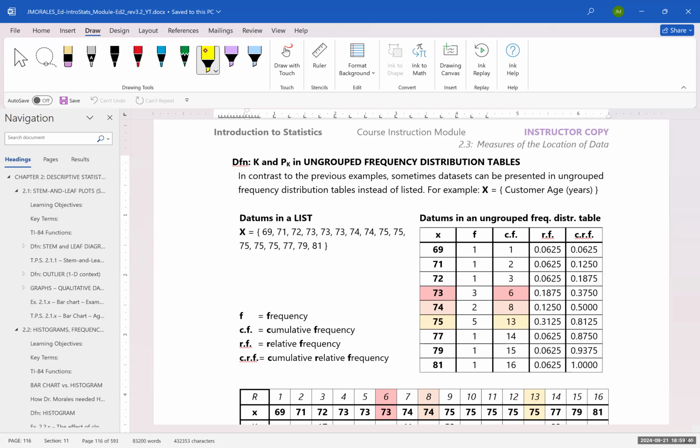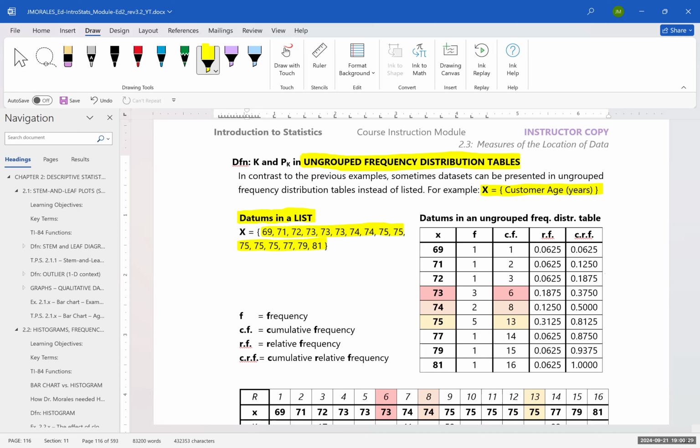Okay, now we're going to look at viewing the percentile rank and kth percentile when presented with ungrouped frequency distribution tables. So in contrast to previous examples, sometimes data sets can be presented in ungrouped frequency distribution tables instead of listed. So for example, if we have this random variable of customer age, previously in the examples that you've seen, the datums have been presented in the form of a list. So this is an example of what we've seen in previous examples.